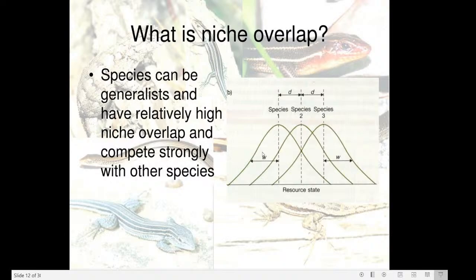Here is species 1, and this is the resource axis. Resource means temperature, pH, anything. We take temperature as an example. Here is low temperature, here is high temperature, here 5 degrees, here 30 degrees. Now we will take 5 to 10. Species 1 can live in 5 to 10, and species 2 can live in 9 to 12.